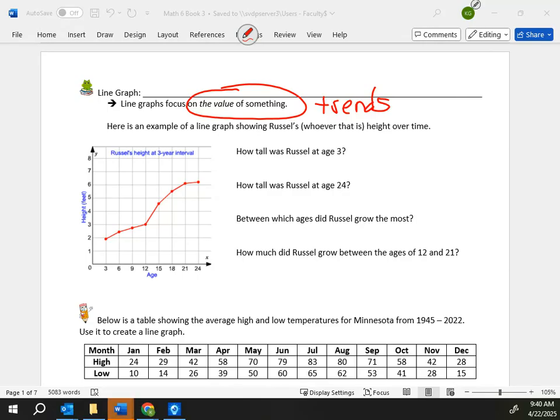So bar graph is the quantity, how many. Line graph is the trends, or the value of things. I'm not gonna spend too much time on those, because I think we know how to read those. We've worked with bar graphs and line graphs before. Does anybody want me to go any farther into them? Okay. Let's look at 62.